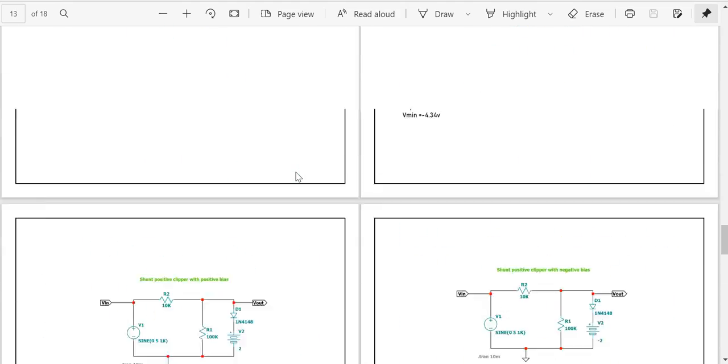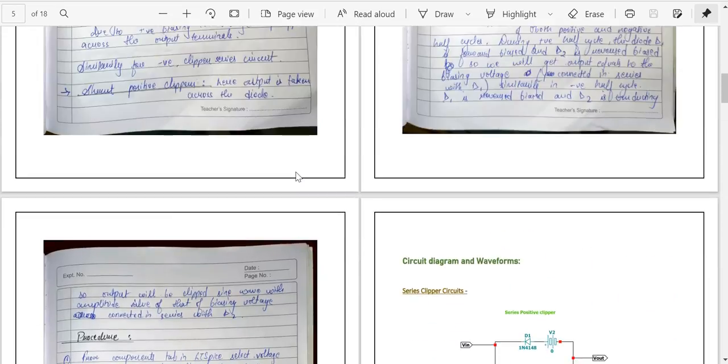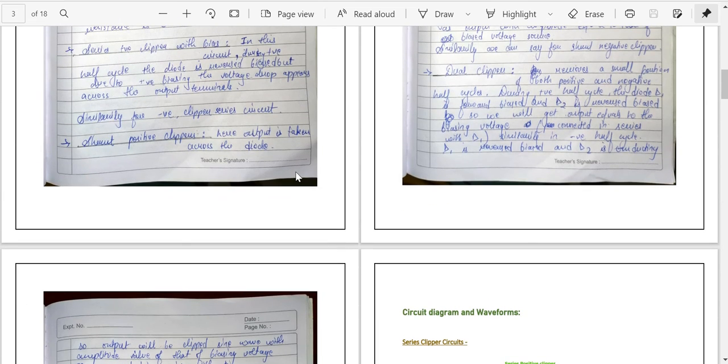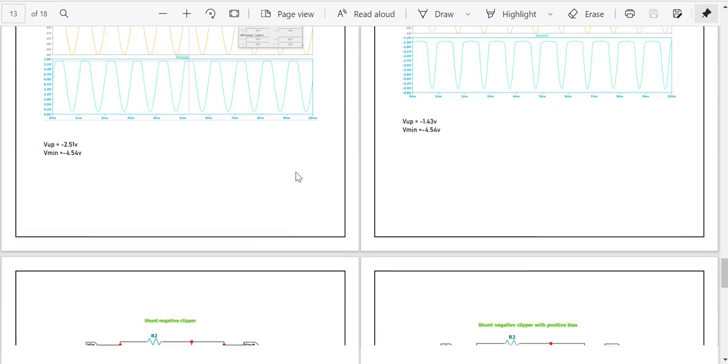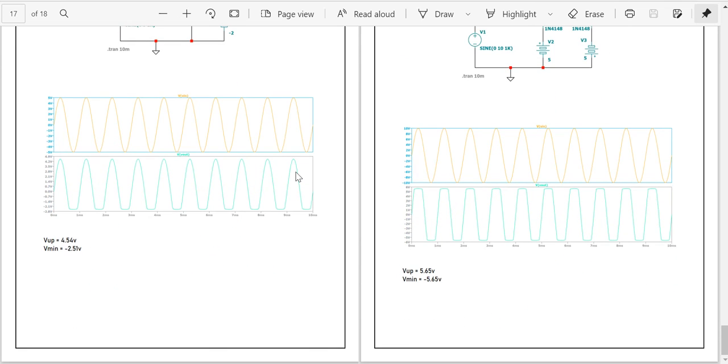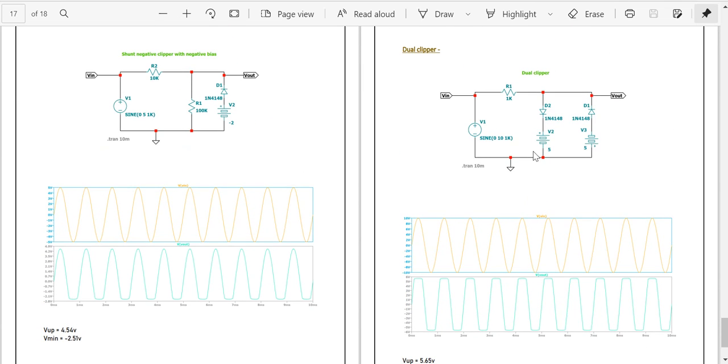Okay, then finally we have the dual clippers. If we want to clip at both ends, the positive half cycle and the negative half cycle, like we have to clip some portion of the waveform, then dual clippers are used. Let me show you the circuit diagram for it. And this is the circuit diagram for the dual clippers.